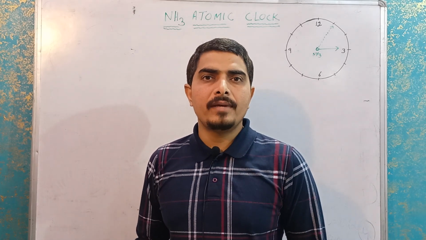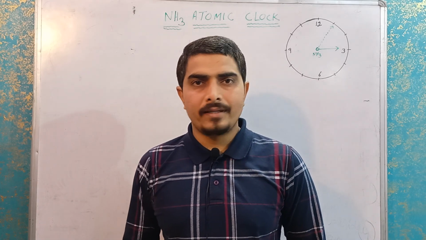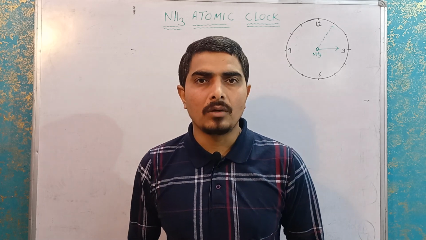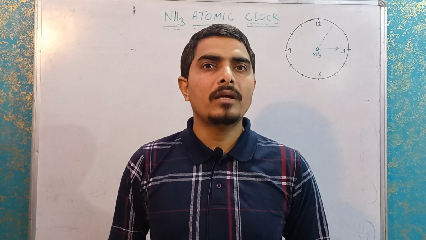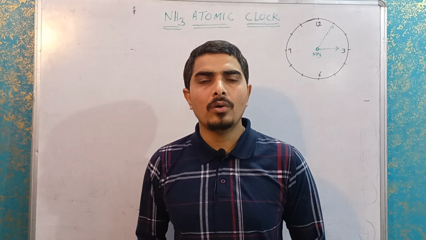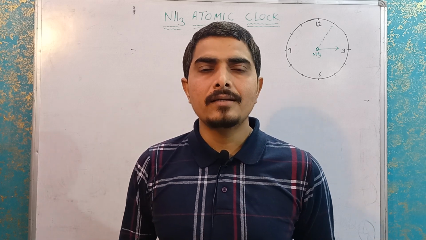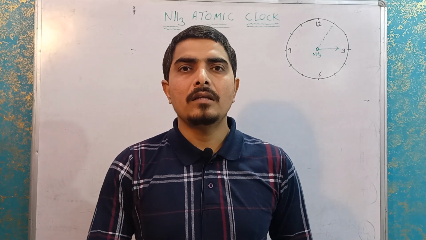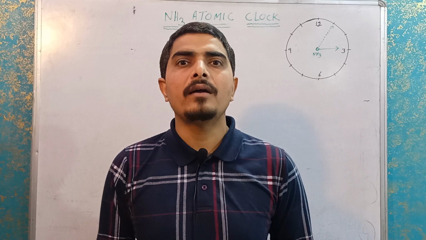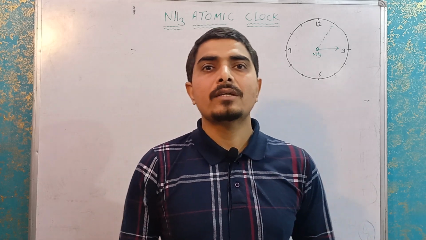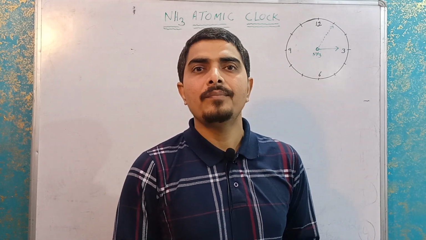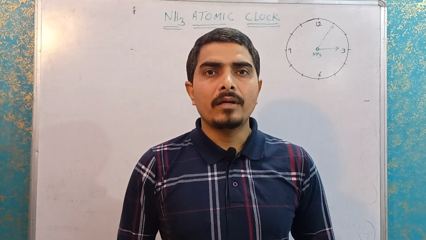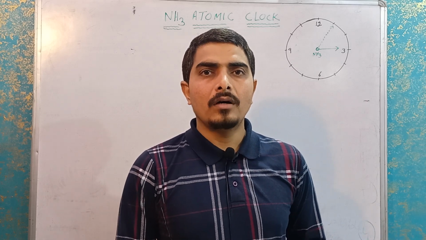Today our topic is the atomic clock. A clock is that which measures time, but what is the difference between an atomic clock and a simple clock? An atomic clock is a special type of clock which is used in research, laboratories, telecommunication, and for accurate time measurement for the galaxies and universe. So we discuss the atomic clock and how it works.